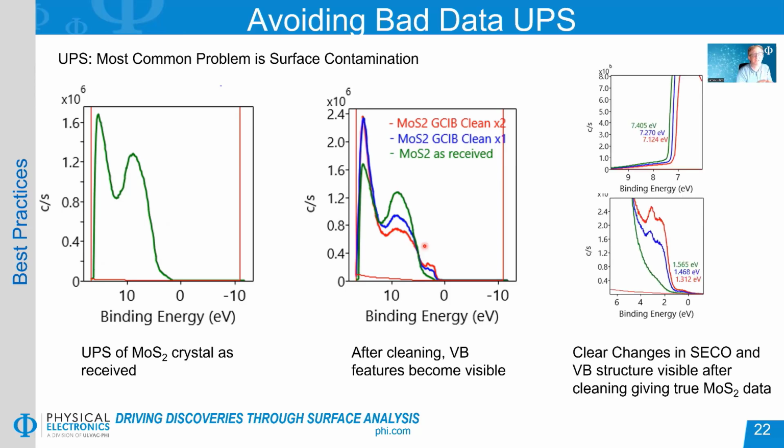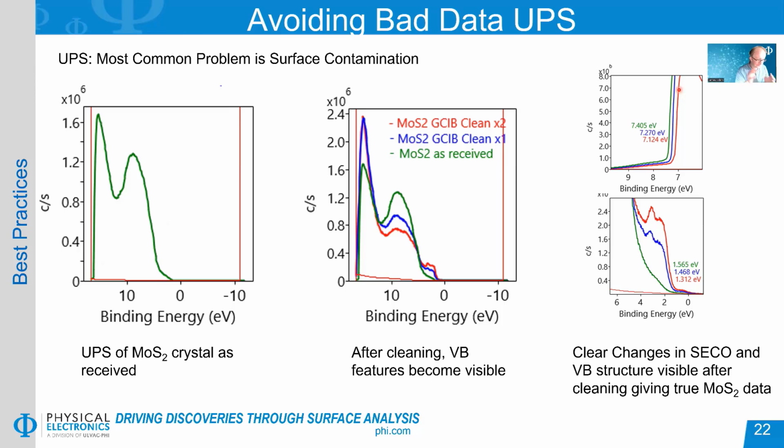But it also changes the secondary electron cutoff. You'll notice that the secondary electron cutoff is changing from a larger binding energy to a smaller binding energy, right? It's moving to the right. And that makes sense because molybdenum disulfide has an ionization potential of around 5.5 eV and a work function of around 5 eV. And as our hydrocarbons have a lower work function, as we get rid of them, we change the surface dipole, move the vacuum level, and we get something closer to the real data.